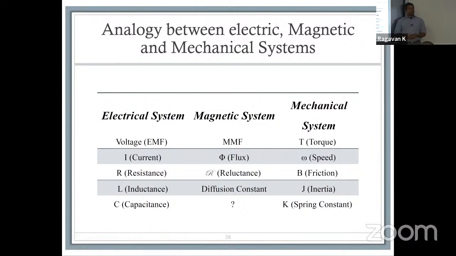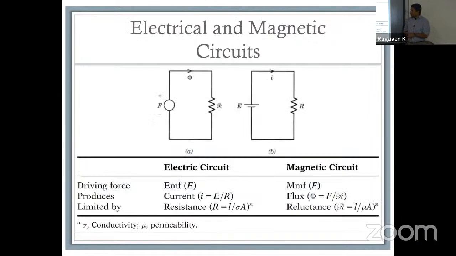Arguably, you can talk about permanent magnets, but that doesn't store, it just has it. So there is no good definition for what capacitance could look like that I could find. But here it is spring constant, so it stores the motion in the system. So if you look at the electric and magnetic circuits, you have the equations that are defined here.